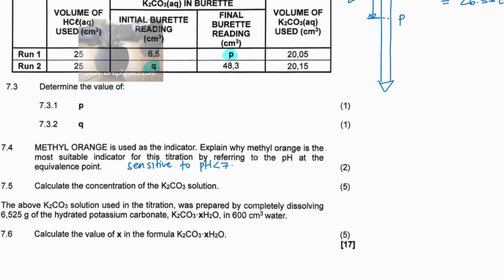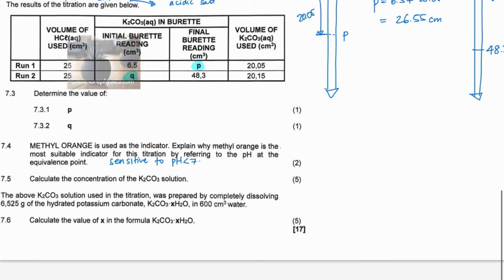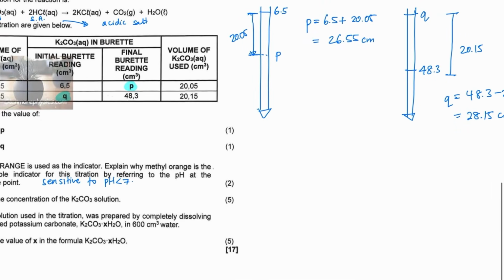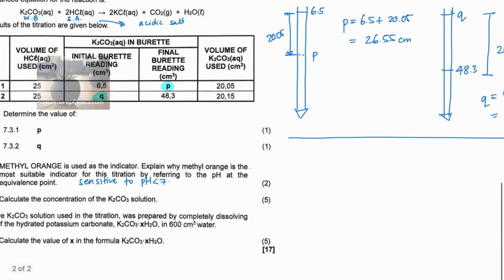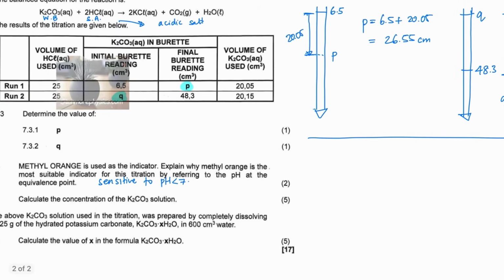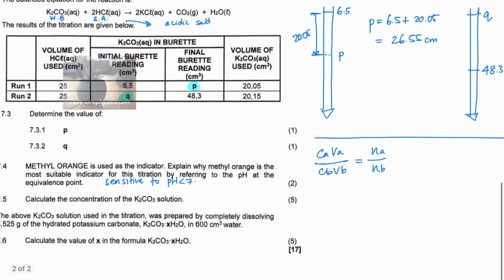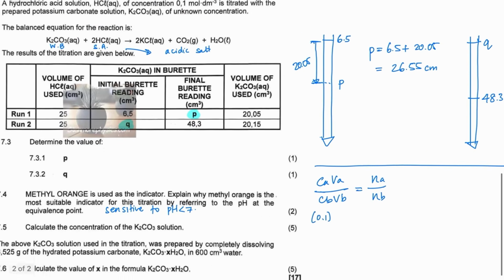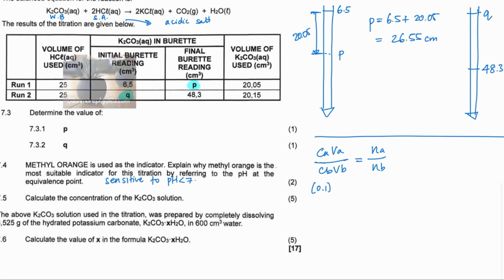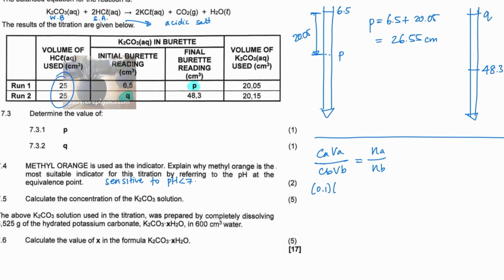Question 7.5, calculate the concentration of the K2CO3 solution. So what we're going to do here is use our acid-base titration formula, which is CAVA over CBVB equals Na over Nb. Now the concentration of the acid was given to us. It was 0.1. The volume of the acid is given to us here. It is 25. Now when you use this formula, you don't need to convert to dm cubed. So that's the beauty of this formula.